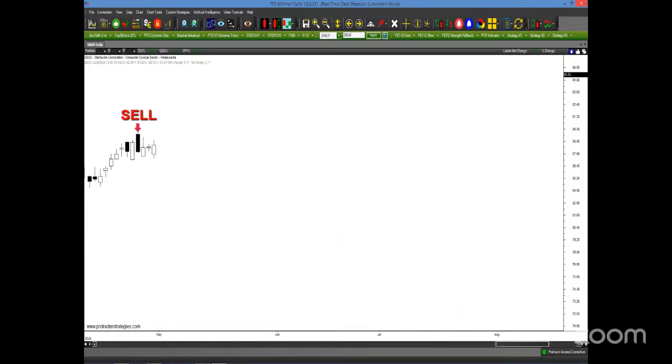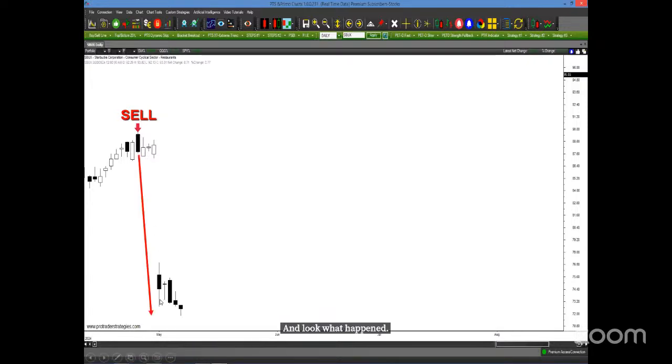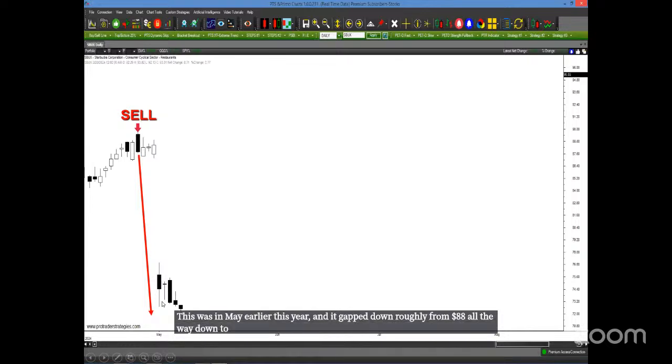Now, here's a chart in Starbucks, okay? A sell signal was generated right at the top, meaning that it was saying that most likely the trend is going to change to the downside. And look what happened. This was in May, earlier this year, and it gapped down roughly from $88 all the way down to $70, roughly $72. That's a tremendous fall in the price in just a couple of weeks. Now, look what happened directly after that.